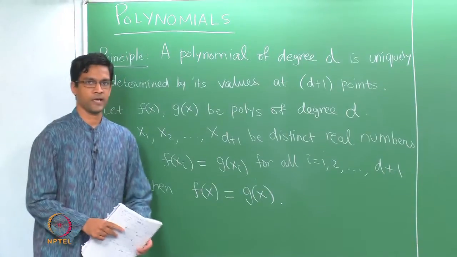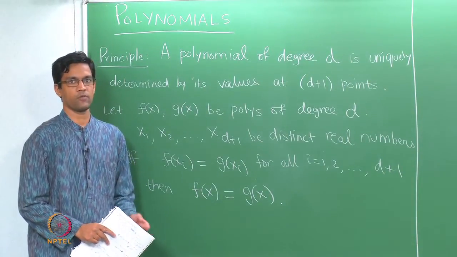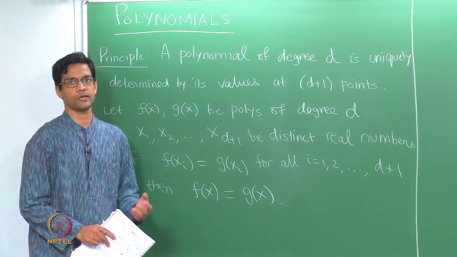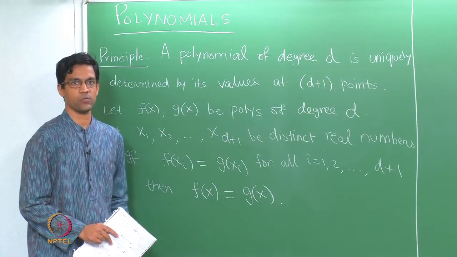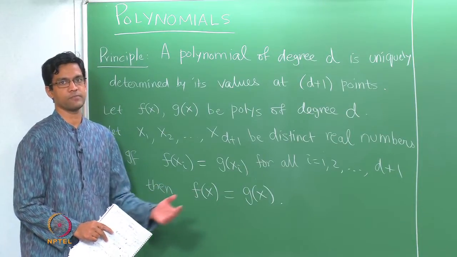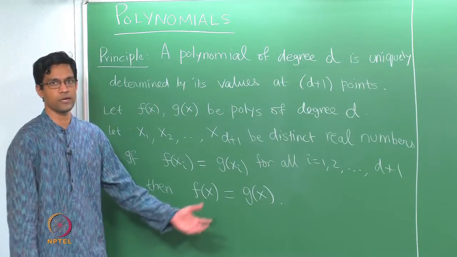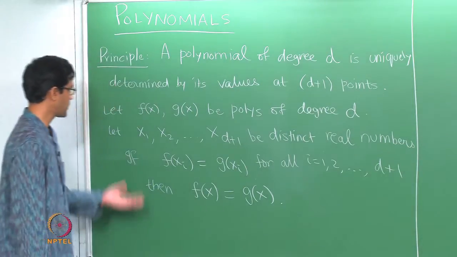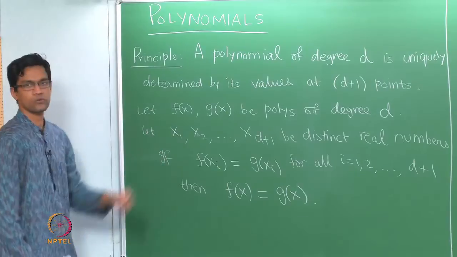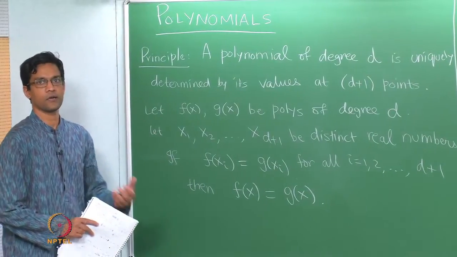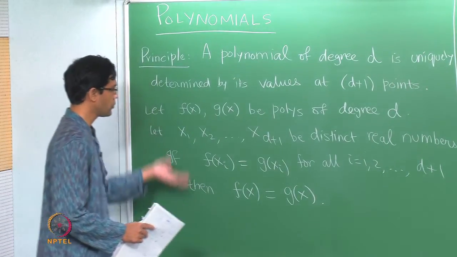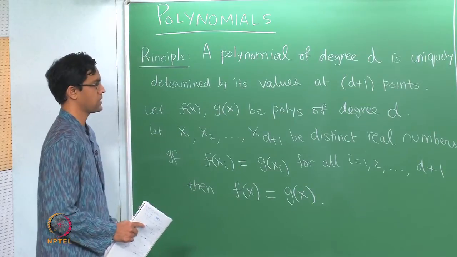So if f of xi equals g of xi for these d plus 1 distinct points x1, x2, till xd plus 1, then the polynomials f and g must actually be the same, they must be equal to each other. That is what this principle means when you write it out in a little more detail. So how would you actually prove a statement like this?